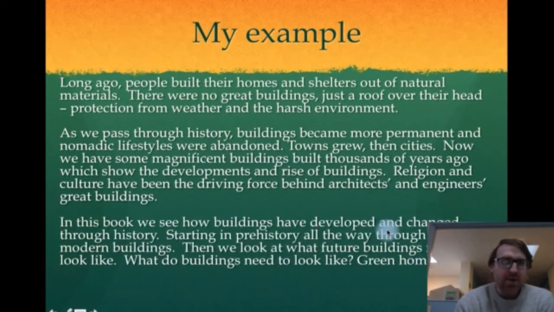Okay, the next paragraph. In this book, we see how buildings have developed and changed through history, starting in prehistory all the way through to modern buildings. Then we look at what future buildings might look like. What do buildings need to look like? Green homes, I've put there, and there I've put a rhetorical question to engage the reader, and that might make some people really curious and want to know what the book's going to be about.